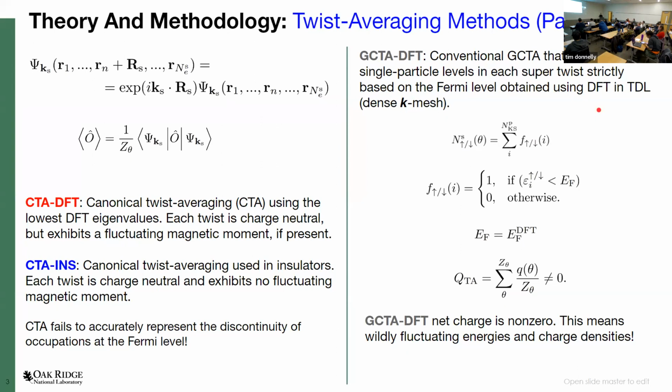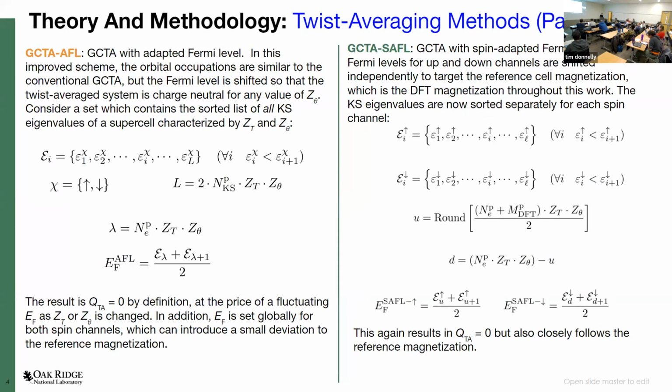So in practice, it would be a very dense DFT k-mesh where the Fermi level is coming from, as you can see here. However, the problem with this one is that if you do a twist averaging for any twist, you may end up with a charge in your system. And so what that means is that you will see a wide fluctuation in your total energy and also your charge densities. And so here are the new GCTA methods that we propose.